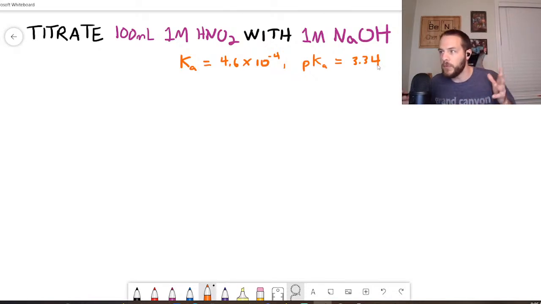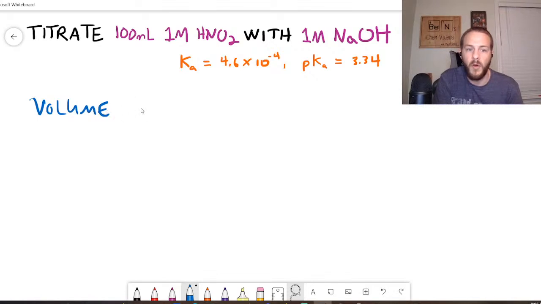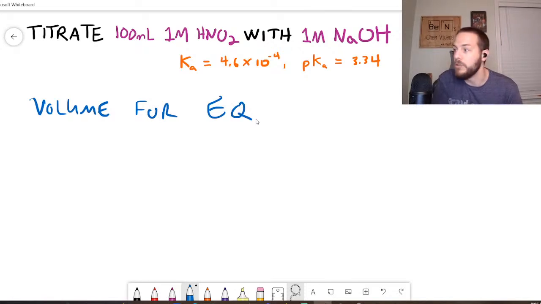Okay, so the first thing that we're going to calculate is the volume that's required to reach the equivalence point. Remember, the equivalence point is the point in the titration at which the number of moles of acid is equal to the number of moles of base. So bear with me while I write this real quick. Volume for equivalence, EQ, right? So we're trying to calculate the volume of sodium hydroxide that we need to add to this 100 ml sample of 1 molar nitrous acid to reach the equivalence point.